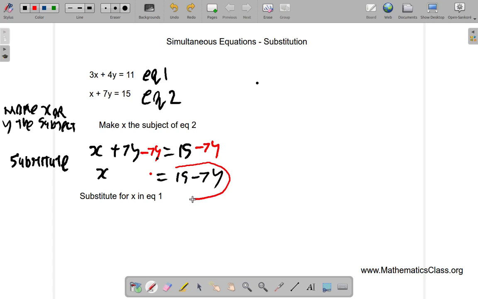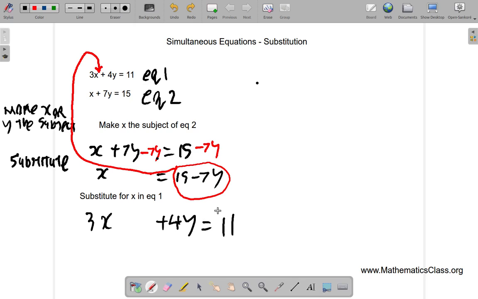Here, this is x. So what you're going to do is put that right here. Remove this x and put this instead, because it is x after all. So you have 3x plus 4y equal 11. x is 15 minus 7y, so just remove this and put 15 minus 7y instead. Alright, so that's what happened.